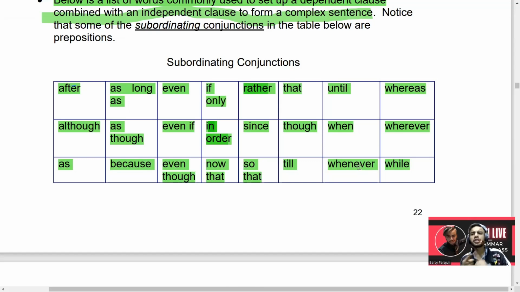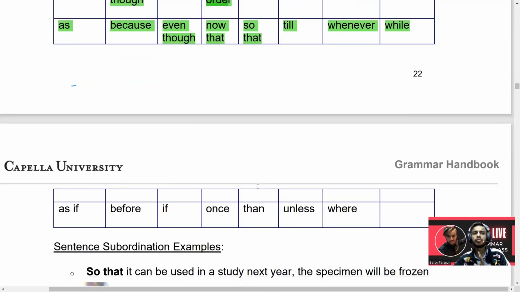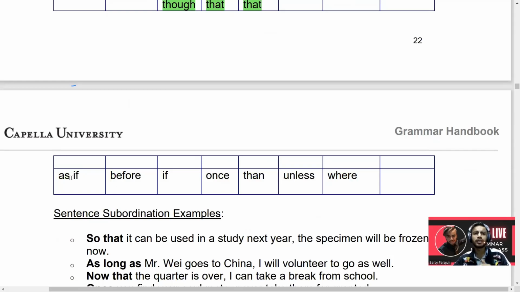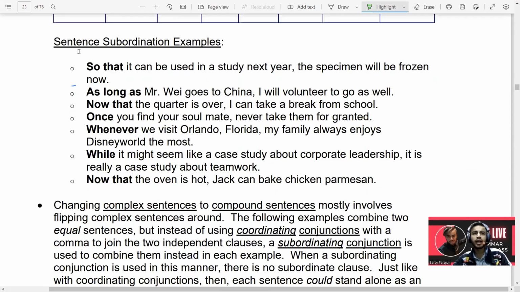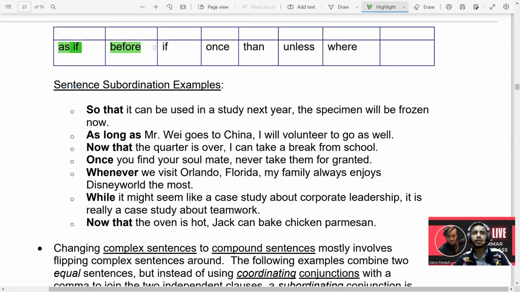Ten minutes ago, we studied how to use FANBOYS to make compound sentences. Now we can see how to use subordinating conjunctions. There are still some remaining: as if, before, if, once, then, unless, and where. We can also add these, and these are the subordinating conjunctions.